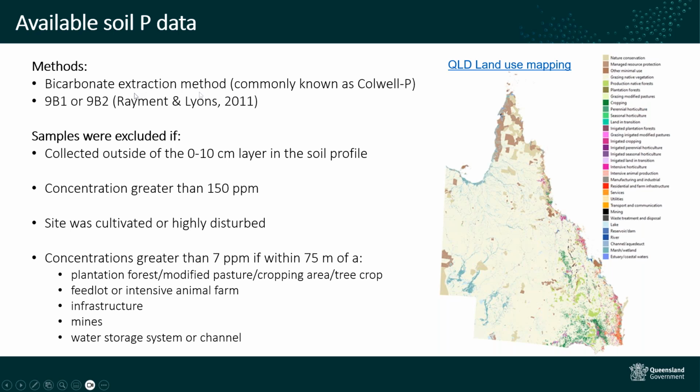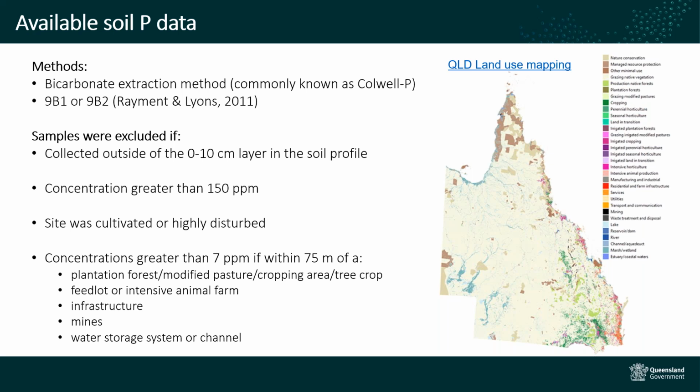So in terms of methods, as Jim touched on as well, we use the bicarbonate extraction method, also known as the Colwell-P, and it's also referred to as the 9B1 or 9B2 lab method code. Since we're mapping the natural phosphorus levels across the state, we wanted to make sure we were only keeping samples in the modeling process that represent that, and also within the topsoil. So we excluded anything that was outside of that 0 to 10 centimeter layer, and then anything that had a concentration above 150 parts per million, which indicates fertilization might have occurred in the past. And if the site was cultivated or highly disturbed.